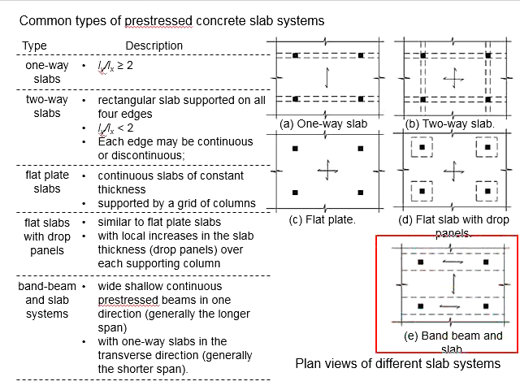The next one will be the band beam and slab system. As indicated in the figure here, it is like an extension of this drop panel system, except that now this is a shallow beam, which is continuous. More precisely, it is a wide, shallow, continuous pre-stressed beam in one direction, which is normally in the longer span. As we know, the load is going to be transferred in one way to the adjacent shallow beam, and the slab now will be the one-way slab, transferring the loads to the shallow beam.